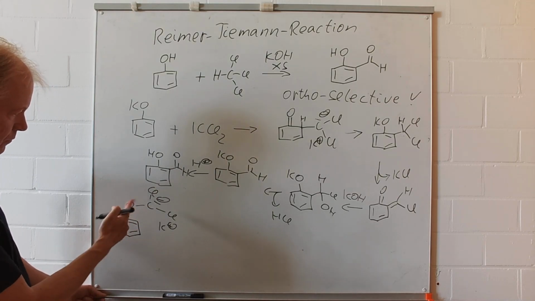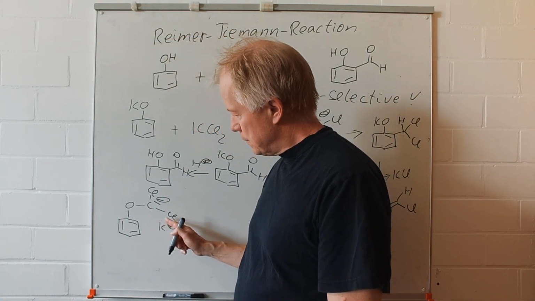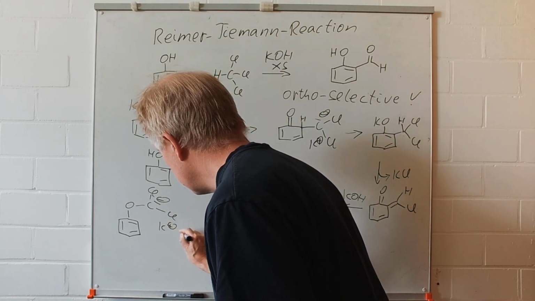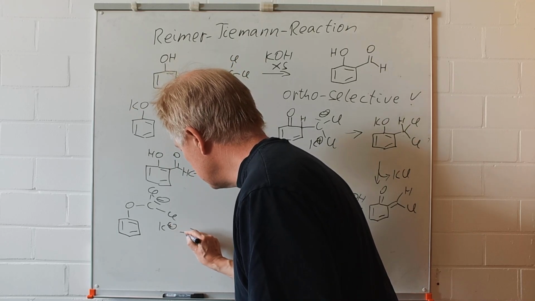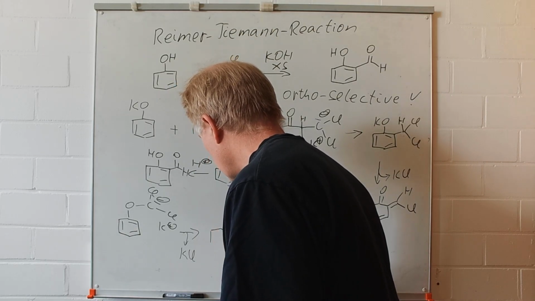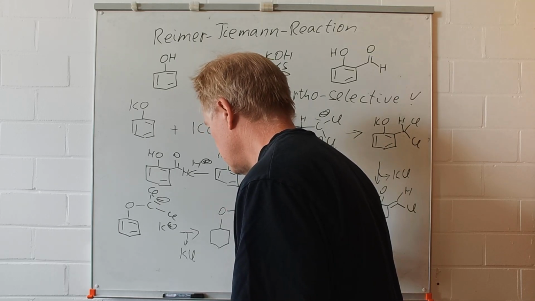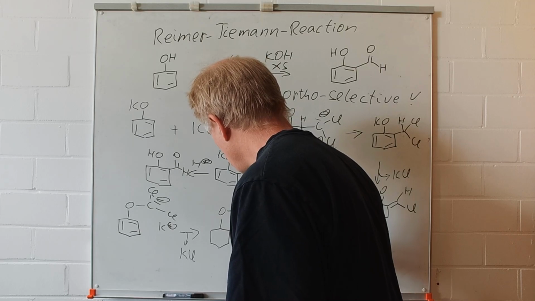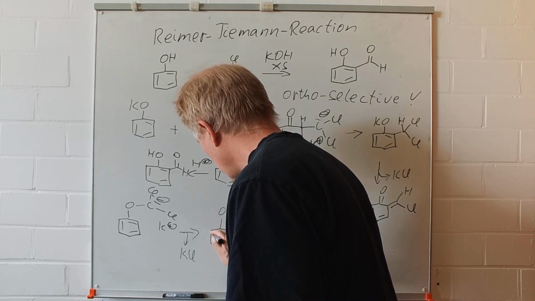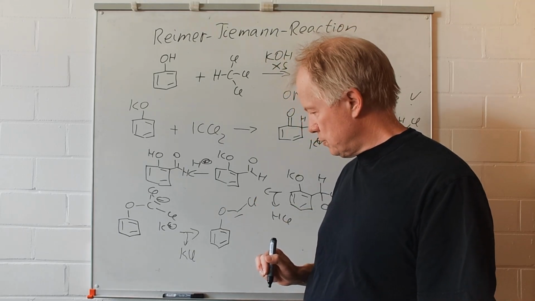So, this would be the intermediate, and now an alpha elimination, as we know it, can take place. Potassium chloride is eliminated, giving rise to this carbene that has a phenolate and a chloride substituent.